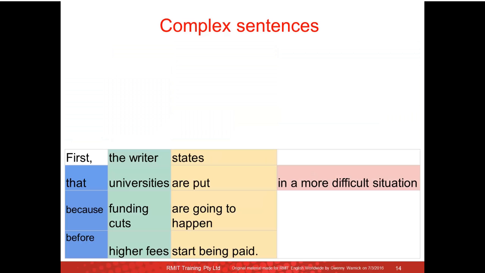Let's look now at a sentence from a summary. This one has three subordinate clauses. One introduced by that, a reason introduced by because, and a time phrase introduced by before. First, the writer states that universities are put in a more difficult situation because funding cuts are going to happen before higher fees start being paid. See how these linking words allow us to put a lot of ideas in one sentence to get our message across more clearly.